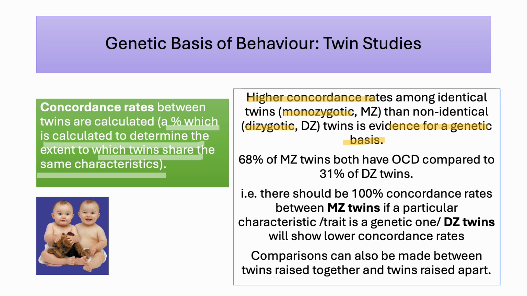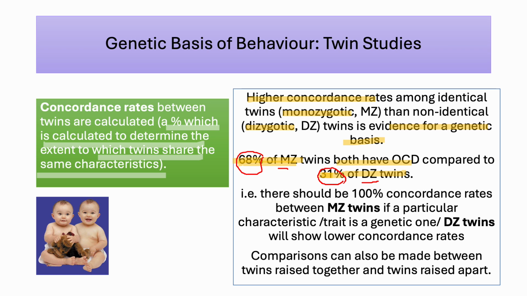So this research you might have come across in the psychopathology part of the course. Research has found that 68% of identical twins both suffer from OCD, compared to only 31% of non-identical twins. So here in identical twins, 68% is a lot higher of a percentage compared to 31%. So the difference in those two figures would confirm that there is a genetic basis, because the difference is the percentage of DNA that they share, with monozygotics sharing 100% of their DNA and dizygotics sharing only 50%.